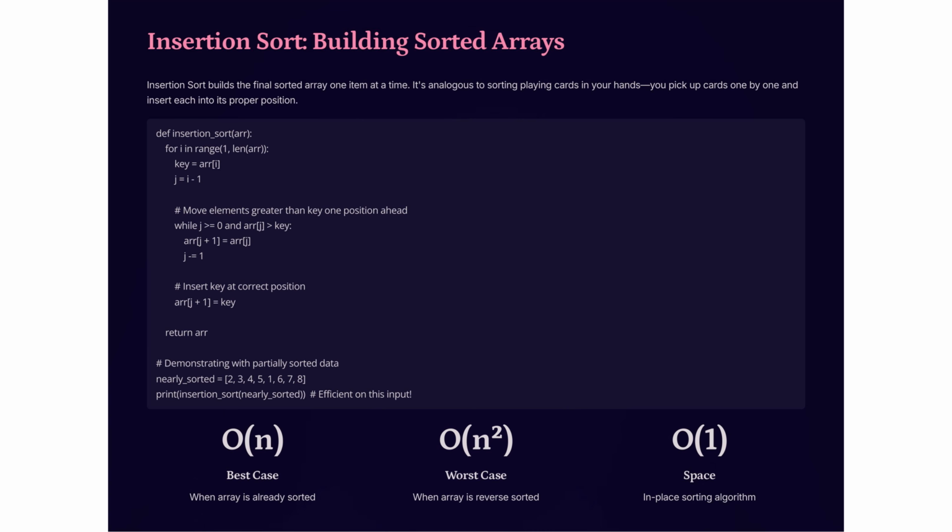Insertion sort efficiently builds a sorted array by inserting each element into its correct position, similar to organizing playing cards. The algorithm excels with nearly sorted data, achieving O(n) complexity. Its in-place nature requires O(1) space, making it ideal for small datasets. However, it faces O(n²) complexity in reverse-sorted scenarios.